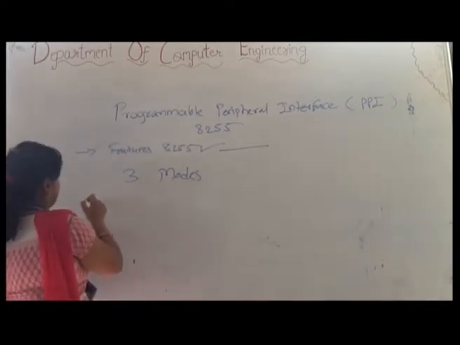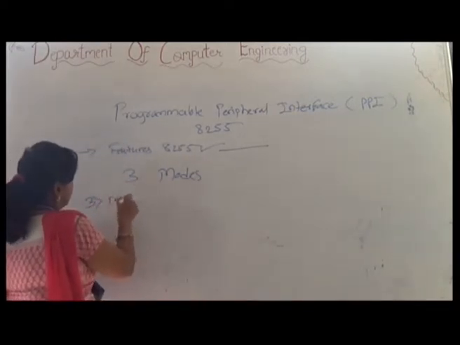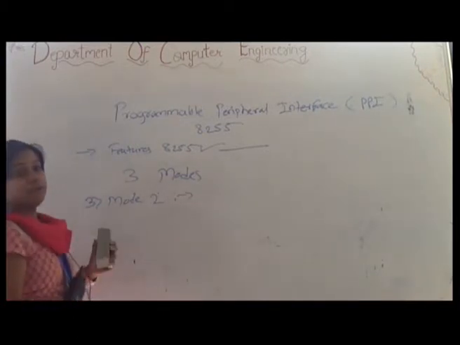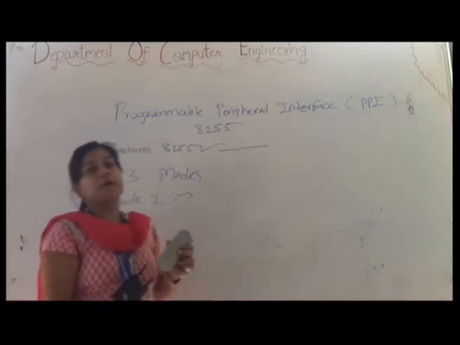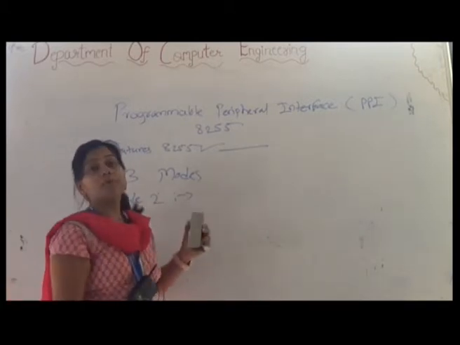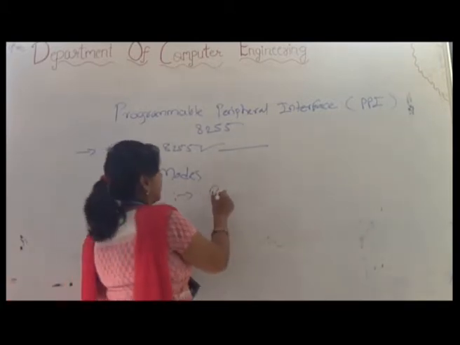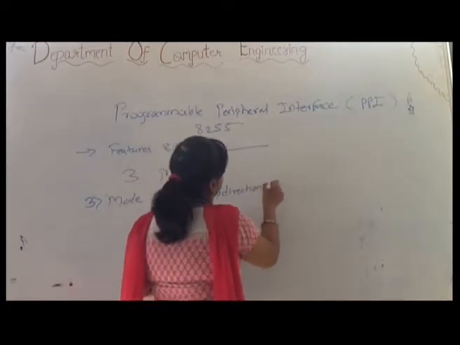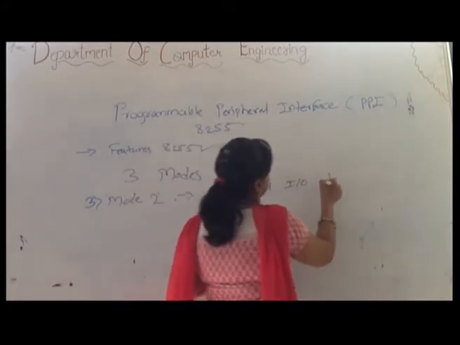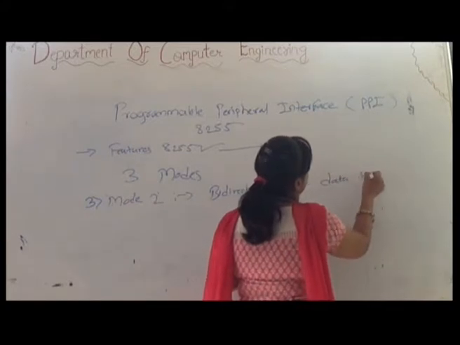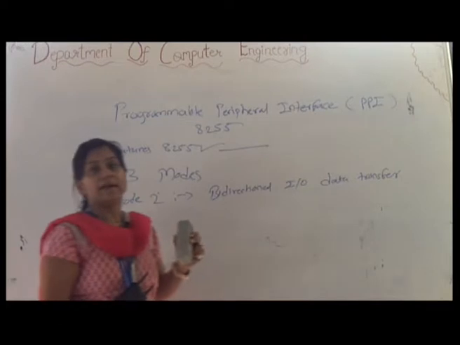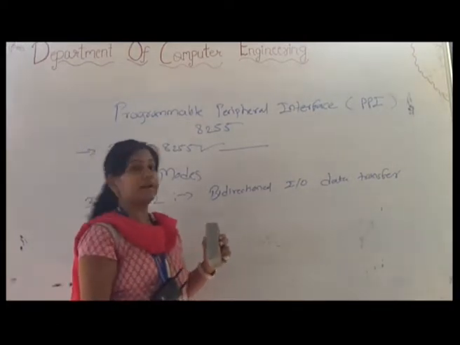Next, the third mode is mode 2. Okay, so this mode, as we know, mode 2, is a bidirectional input output data transfer. This mode we call a bidirectional input output data transfer.